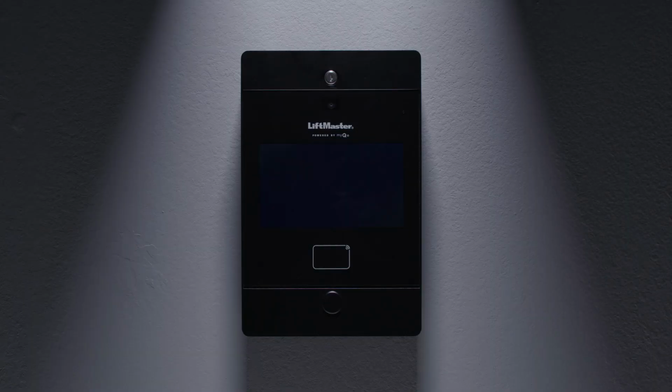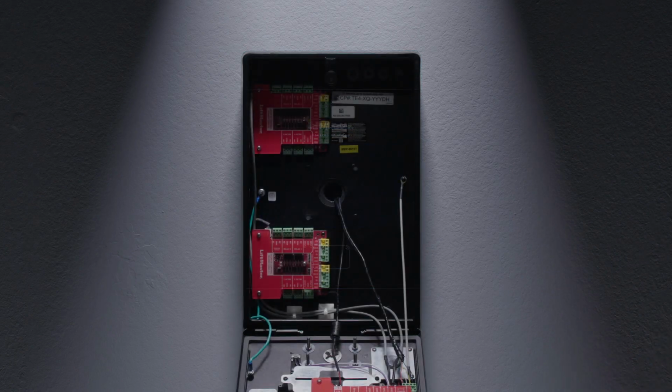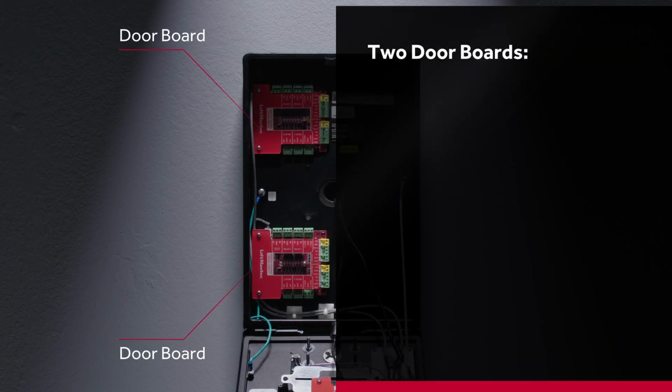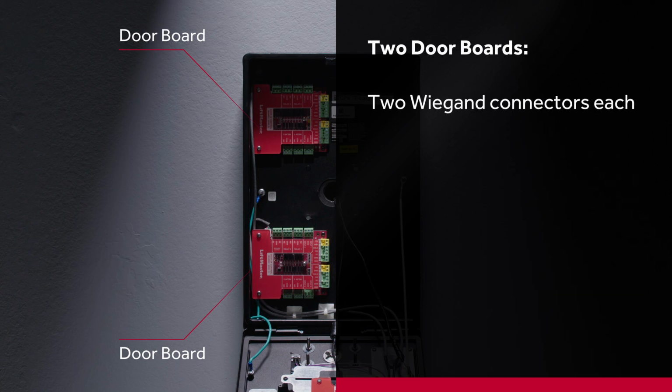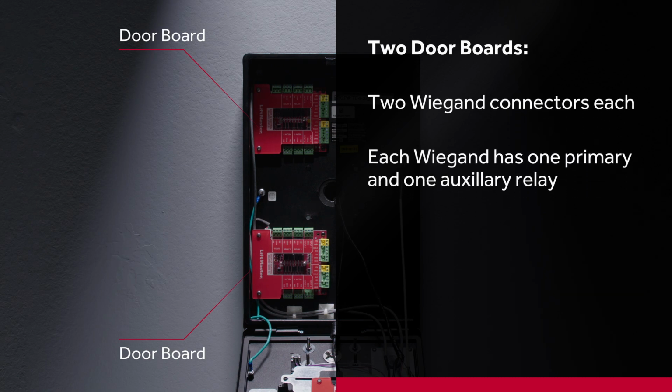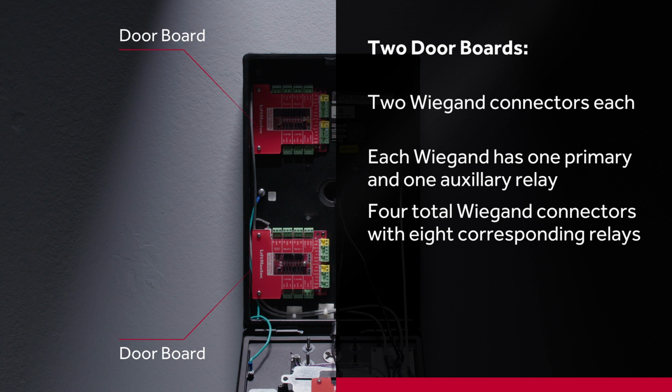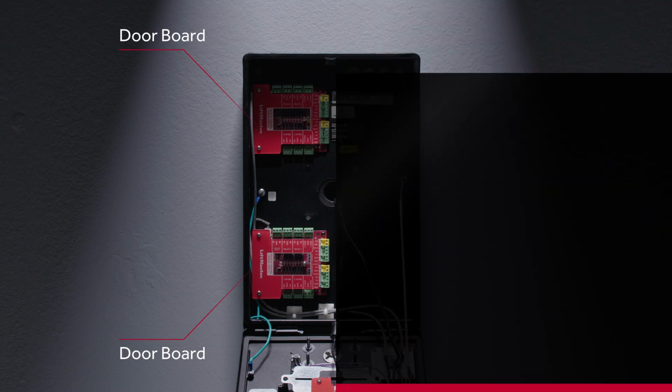Let's start by understanding the different relay configurations in a CAPXLV2. The CAPXLV2 has two door boards. Each features two Wiegand connectors. Each Wiegand connection has two corresponding relays, one primary relay and one auxiliary relay. This makes for a total of four Wiegand connectors with eight corresponding relays.